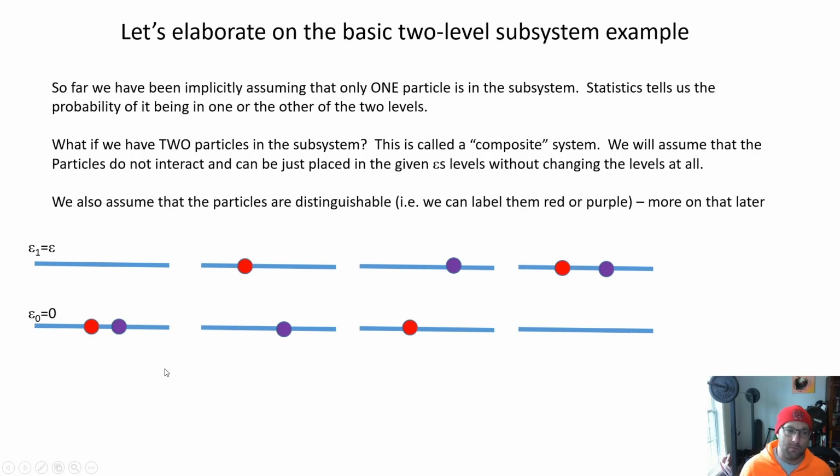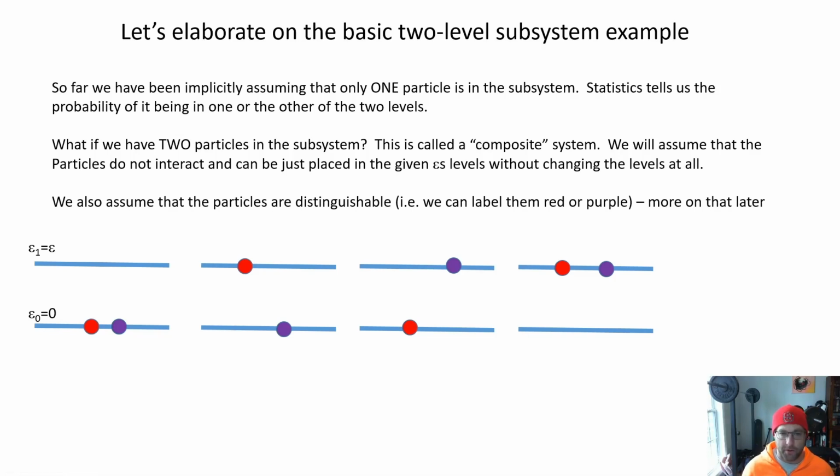So, distinguishable non-interacting particles, if we've got two of them in a two-level system, I've just drawn out the energy level diagram for every possible thing we can do with that setup. We can put both particles in the ground state, we can put purple in the ground and red in the excited, red in the ground and purple in the excited, and then we could put both of them in the excited state. And that exhausts all the possible configurations of this composite system.